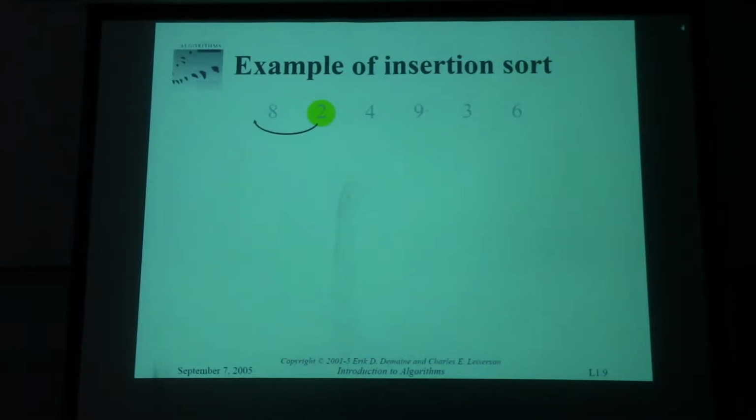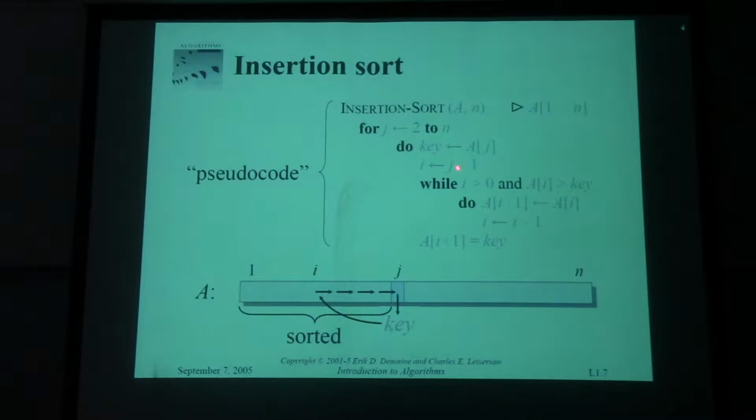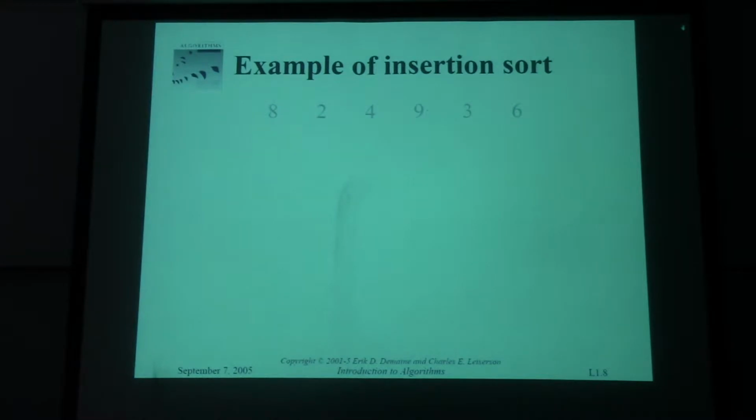Remember our condition: I must be greater than 0. So when I is decreased to 0, then you quit. And that's why initially here, after we consider element 8, we're going to decrease I to 0, and so that sliding 8 will leave room for the 2.